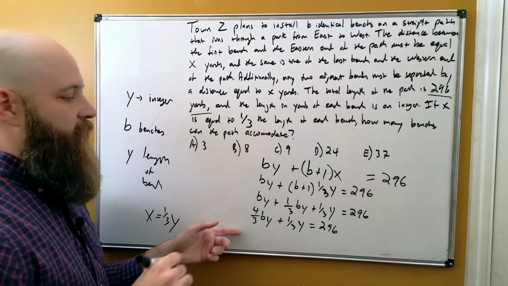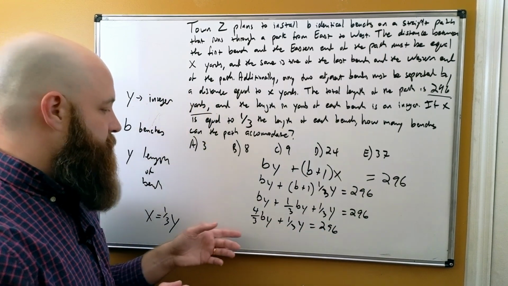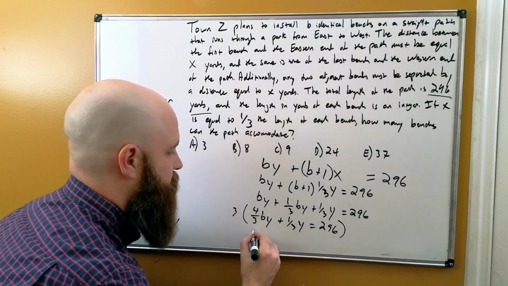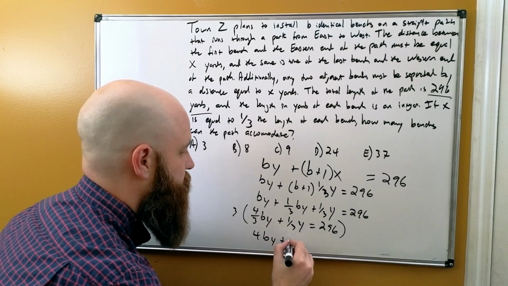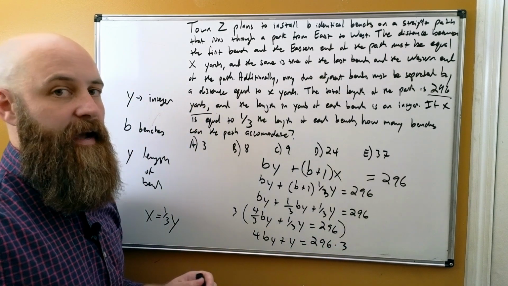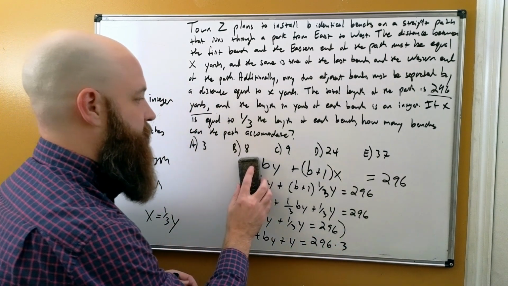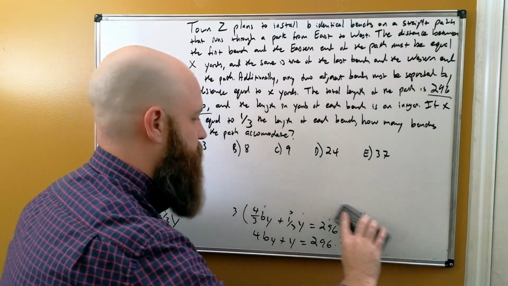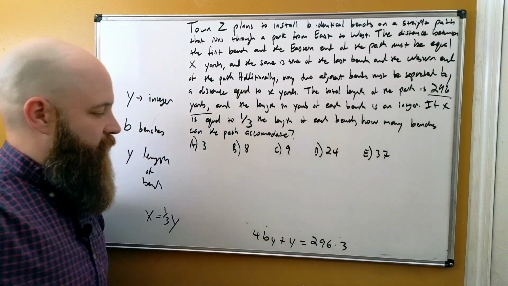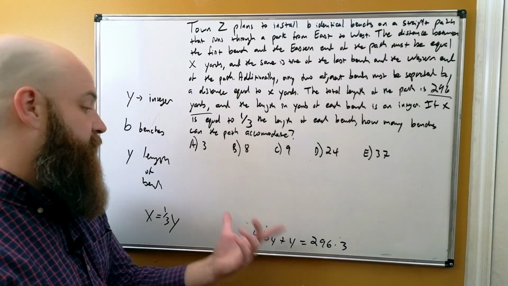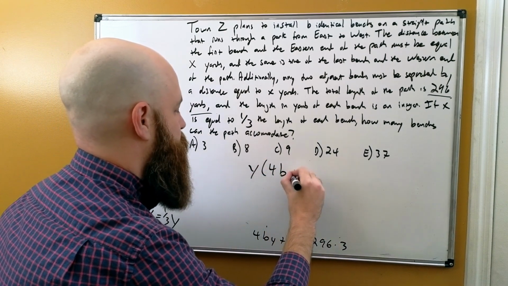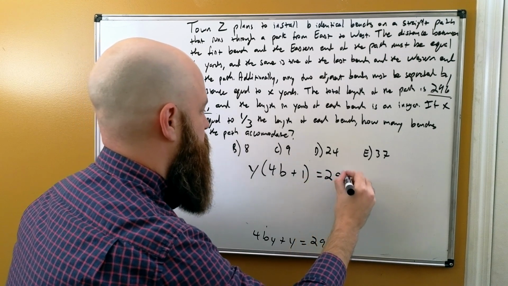Anything I can do at that point? I've got these fractions. I'm not a huge fan of fractions. Maybe if I multiply those, that'll make this simpler. So I'll multiply this whole thing by 3. What does that give me? 4by plus y equals 296 times 3. I'm feeling kind of lazy. I don't want to multiply that out. If I absolutely have to, I can do it later, but I'll just leave it as 296 times 3 for now. And what can I do at that point? Well, there's only one last thing occurring to me in my algebra toolkit: I could factor out a y. So I'll do that. And what am I left with? y times (4b plus 1) equals 296 times 3.